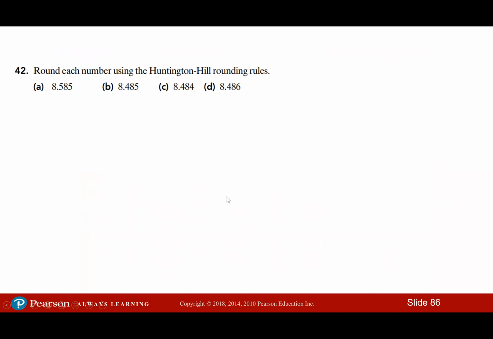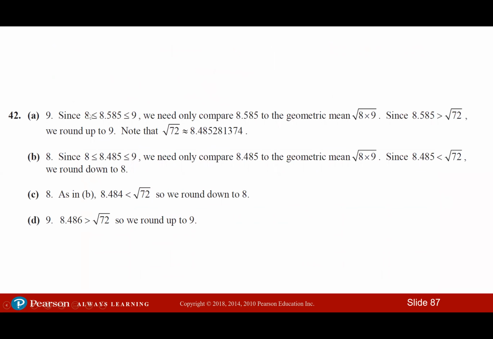So round each of these numbers using the Huntington-Hill method. Go for it. So in this case, here it is, 8.589. If you look at this, it is between two integers, 8 and 9. We compute that together. We take the square root of it. So the square root of 72 is 8.485. You take the 8, which is the lower piece, you take 9, which is the higher piece, multiply them together, and take the square root.